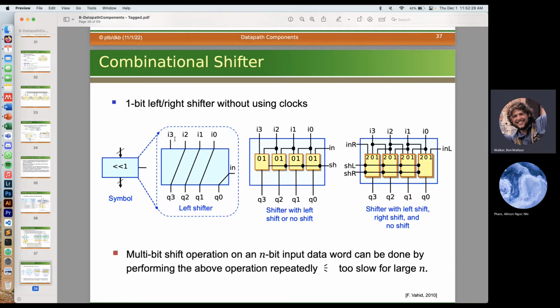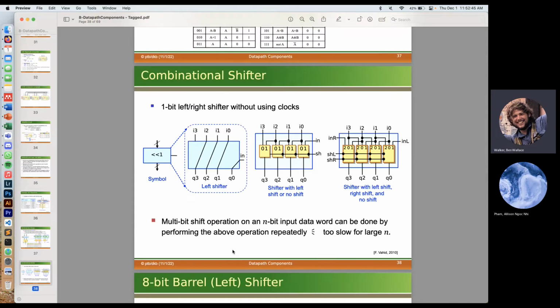If this were a circle left shift, we'd actually feed I3 into this input line, which would allow all of the data to be kept the same. Sorry, all the data would be preserved during this left shift circular operation. I guess it'd be a ring shift.